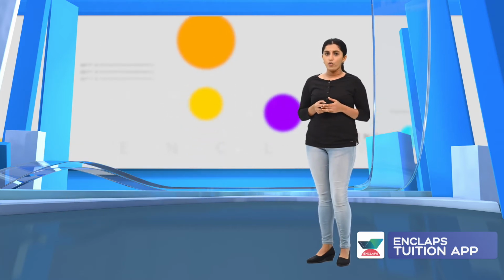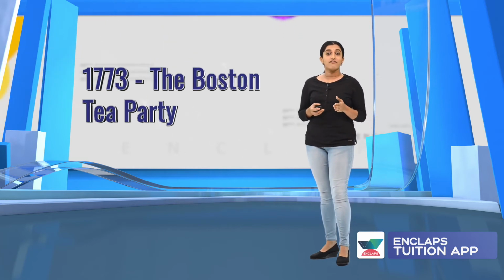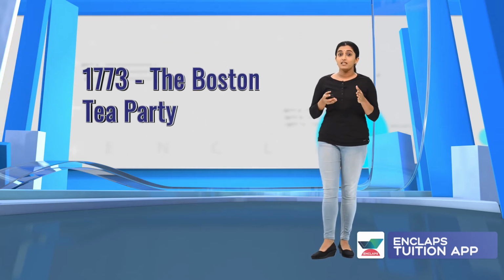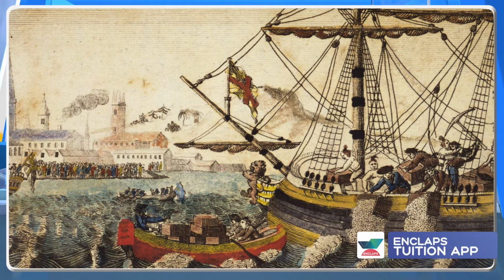In this scenario, the first strong protest occurred in 1773, the Boston Tea Party. The high tax levied by the British government on tea fired up strong protest in America. The protesters threw packets of tea into the sea, and this incident was known as the Boston Tea Party.